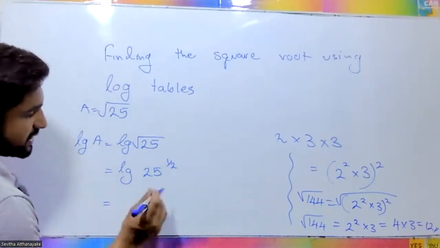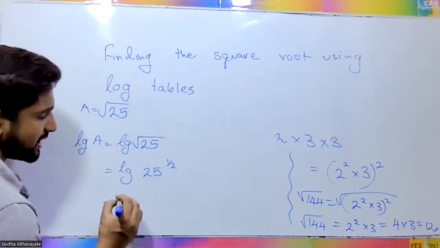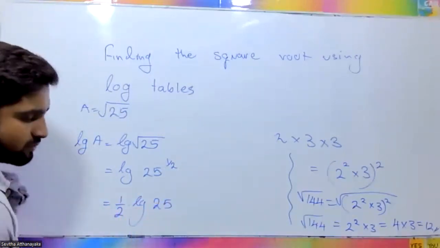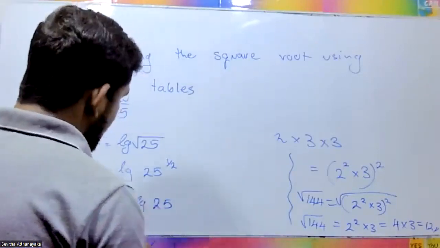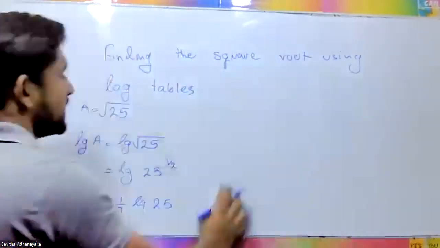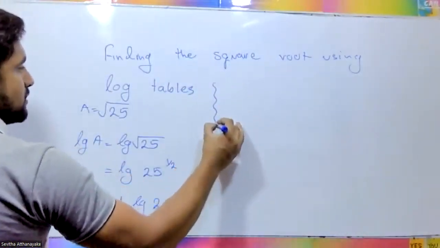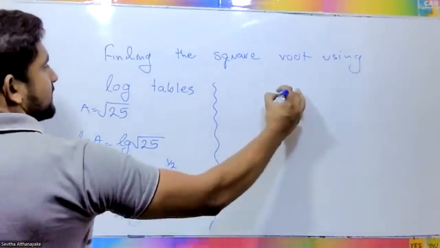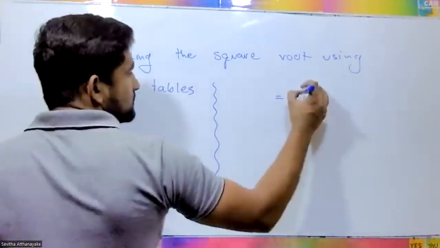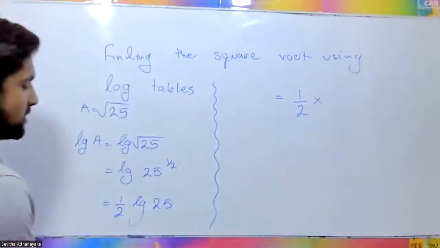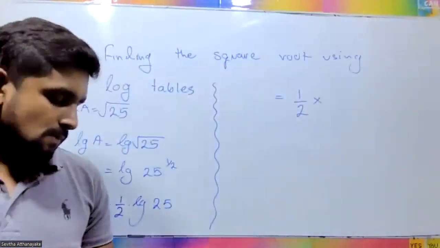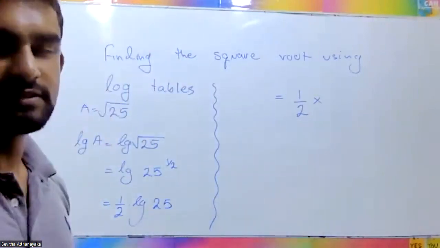ඊට පස්සේ දැන් logs වල මේ වගේ power එකක් තියෙනවා නම් එයා අපිට ඉස්සරහට ගන්න පුළුවන්. Half times log 25. හරි. මට ඊට පස්සේ log 25 කියන එකේ value එක හොයලා දෙන්න. log table එක අරගෙන log 25 වල value එක හොයන්න. Find the value of log 25. Try to get the answer.